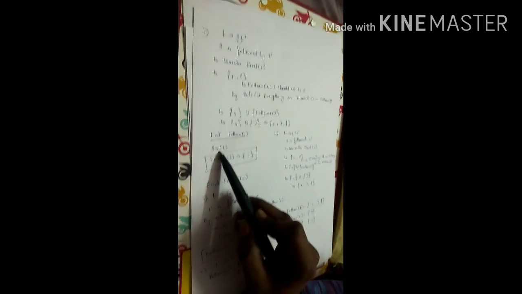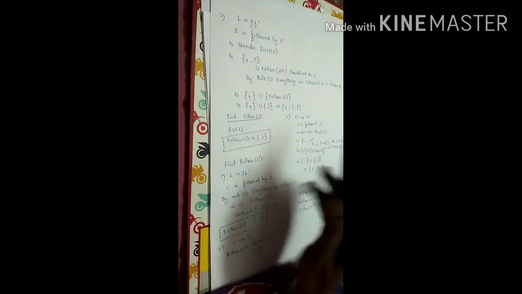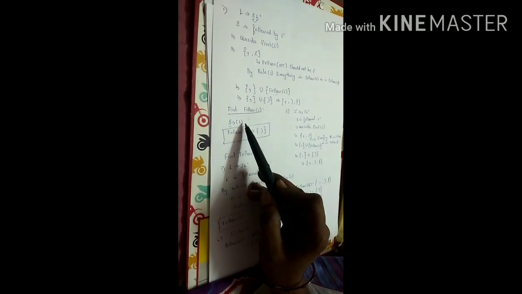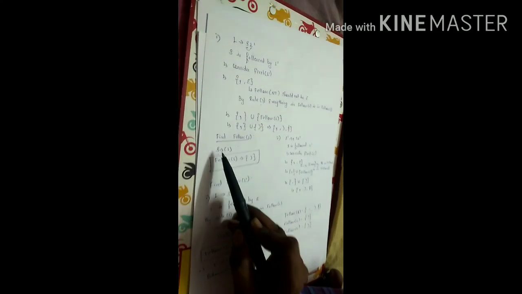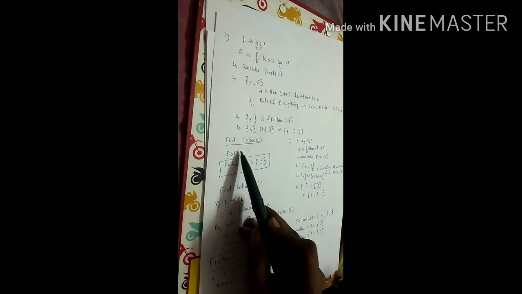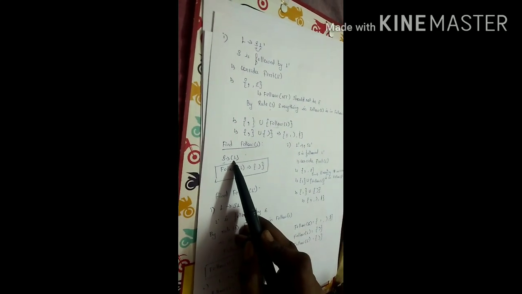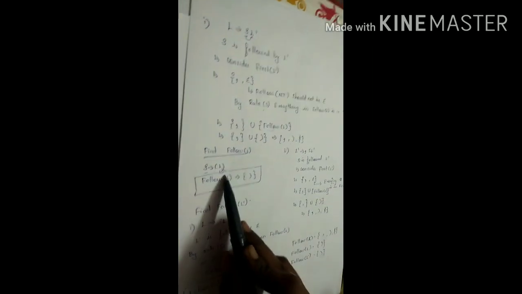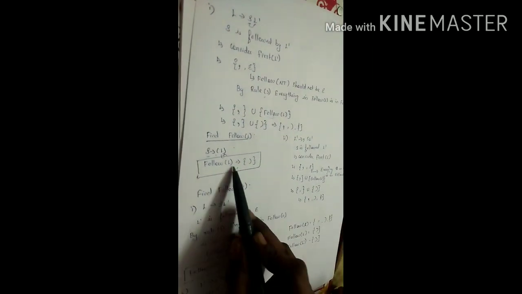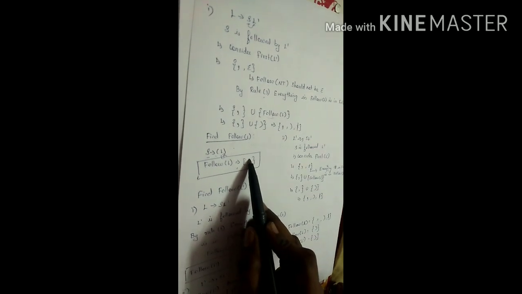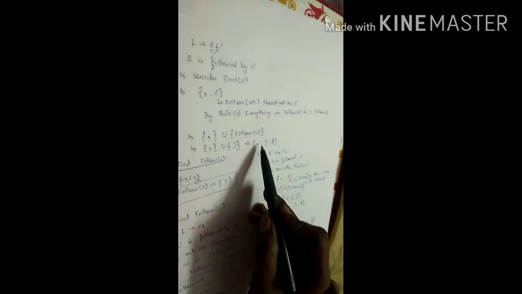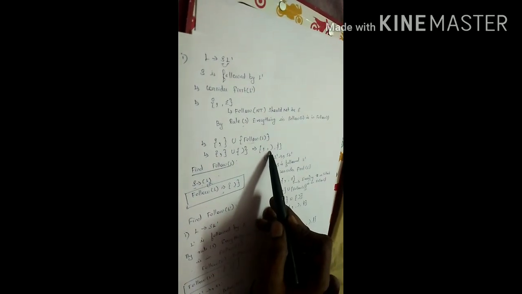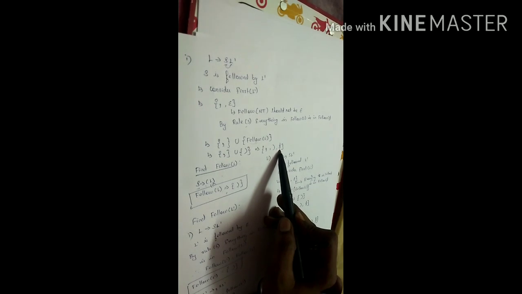To find follow of L, we need to consider the production that contains L on the right hand side. Consider S tends to open bracket L, close bracket. Here L is followed by close bracket. So we can write follow of L equal to close bracket. Now substitute this here, and you will get comma, close bracket.